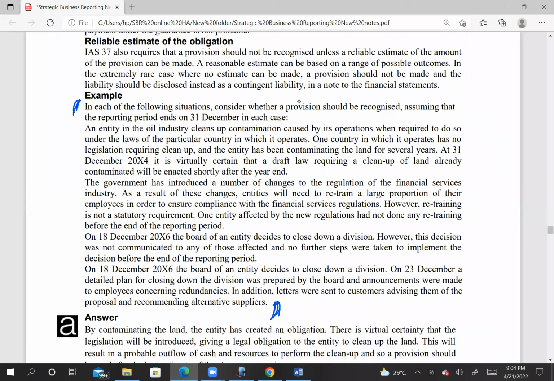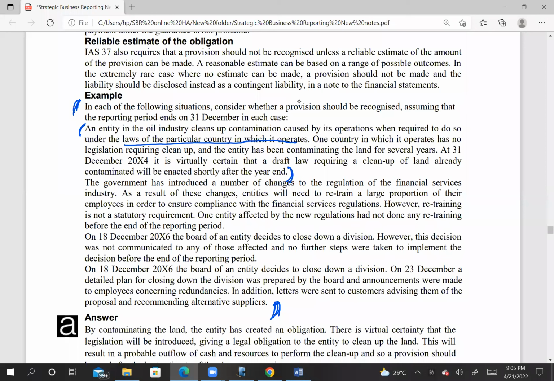Okay, have you studied this? So, what do you think about this scenario? That an entity in the oil industry cleans up contamination caused by its operation when it is required to do so under the law of a particular country in which it operates.